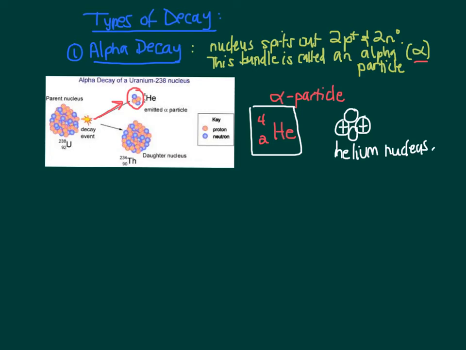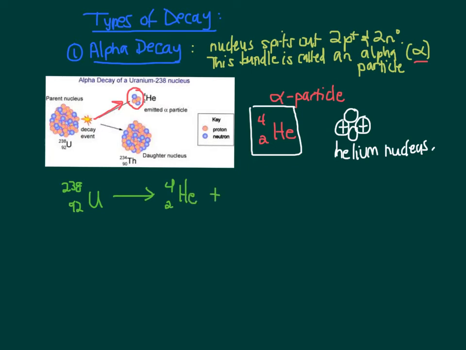Okay, so let's write an equation. All right, so for this reaction right here, we have uranium-238, and it's got 92 protons because it's uranium, and it's going to undergo alpha decay. So it's going to spit out an alpha particle. And then what's going to be left over?